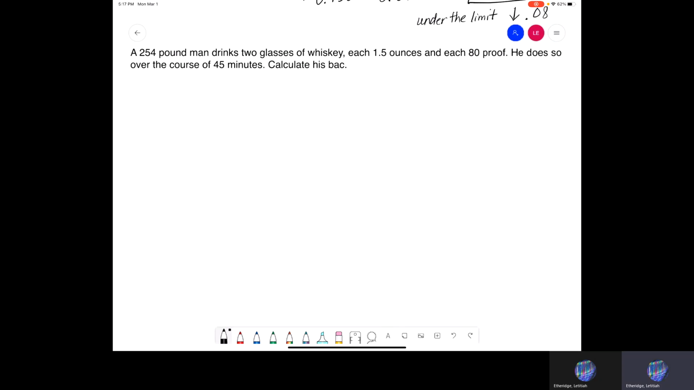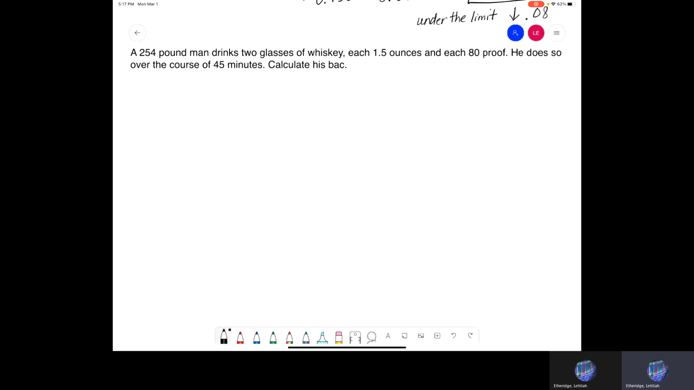Okay, guys, so this is number 3 on your worksheet. I wanted to go over it because the first question and the second question talk about beer and wine. This is the first question that starts to talk about liquor, so I want to do this problem so that you will be able to do 4 and 5.